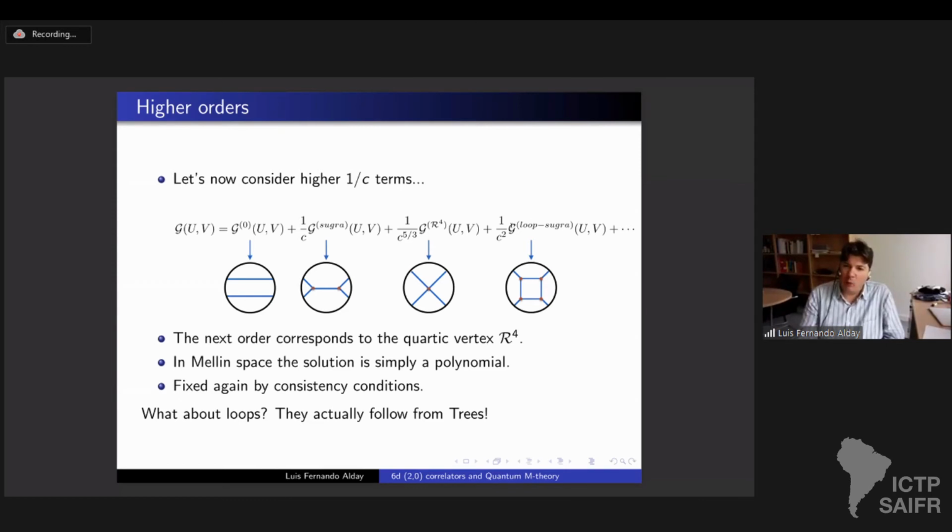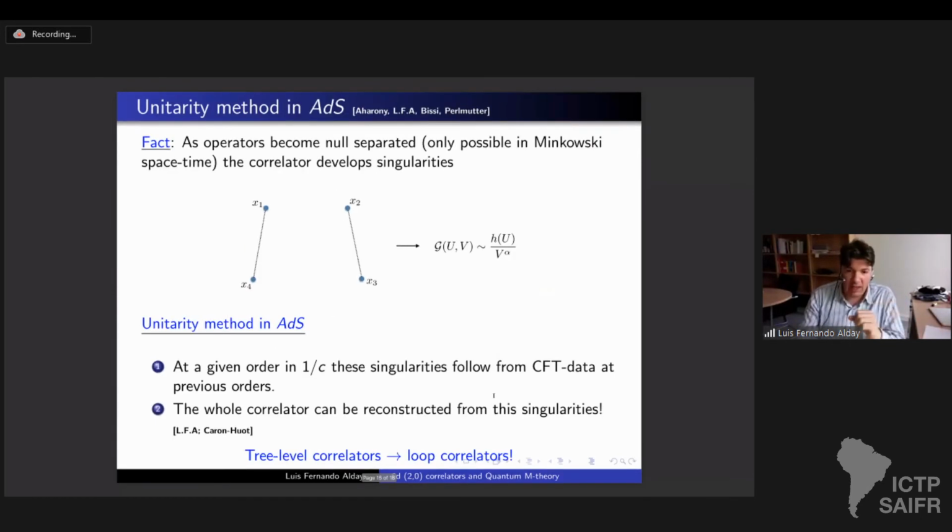Now, we can ask what happens with loops, and in particular the leading term that goes like 1/c squared. It turns out that the loops actually follow from trees. To understand that, there is a very nice fact: when you are in Minkowski space, not in Euclidean space, you can consider a very interesting limit where the distance between two operators is 0, but not because the operators are together, but because one operator is on the light cone of the other one.